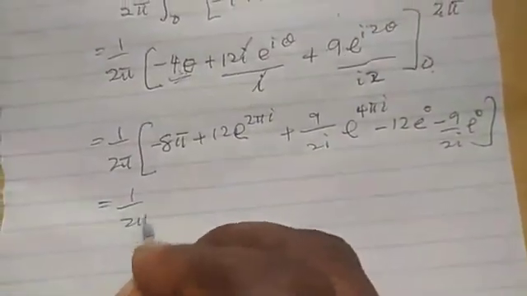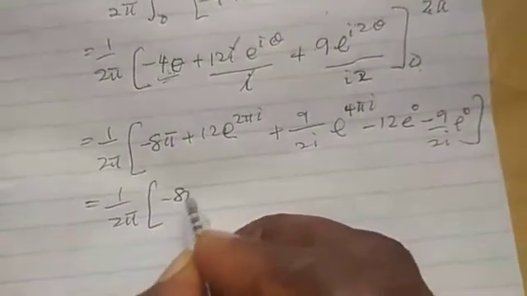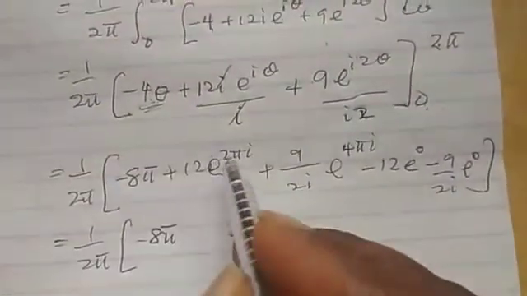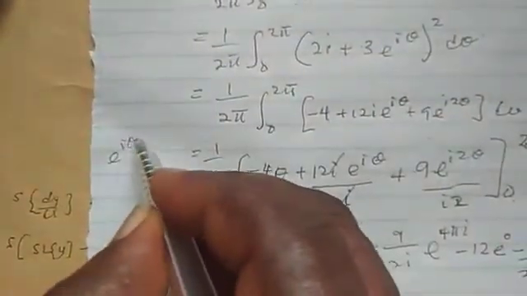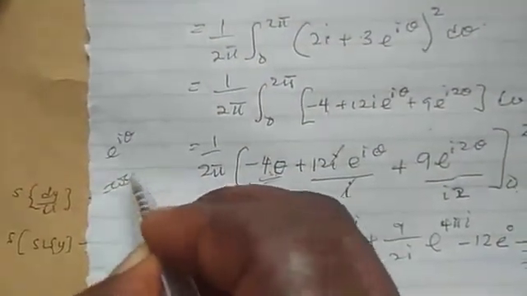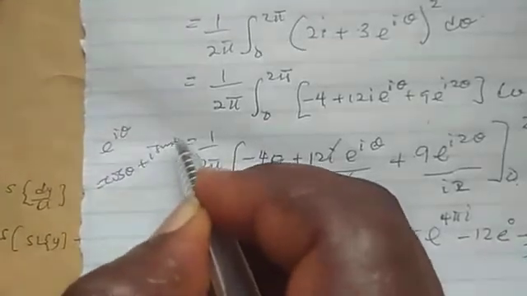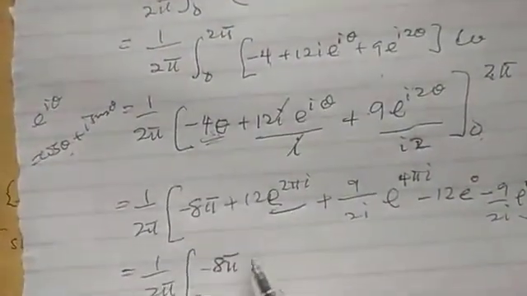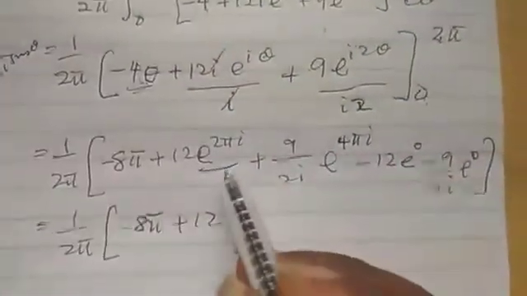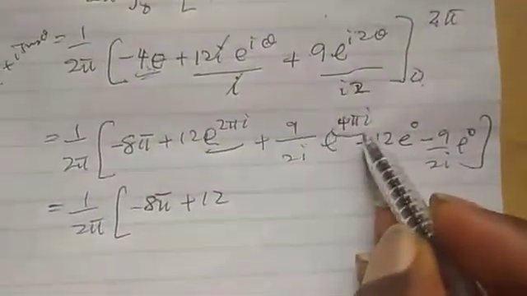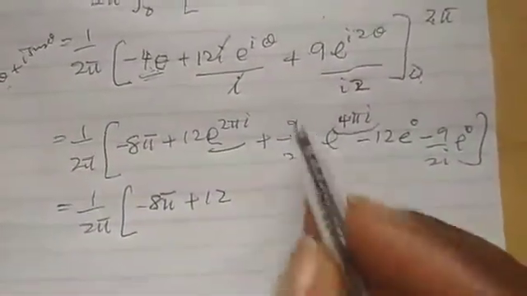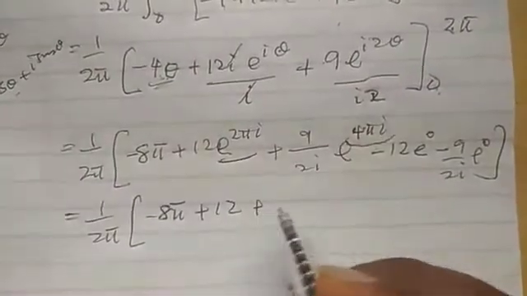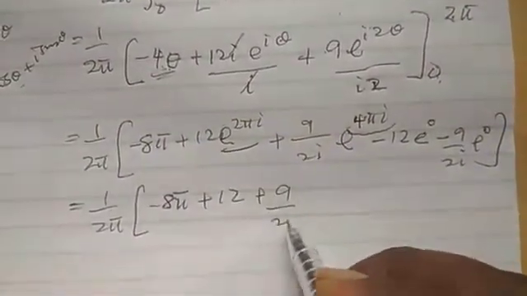So this is 1 over 2 pi into 8 pi, plus 12 exponential 2 pi i. If you use the formula, exponential i theta is equal to cos theta plus i sin theta, cos 2 pi is 1, sin 2 pi is 0. So it will make the whole of this thing to be 1. So what we have there is ordinary 12. This one too, exponential 4 pi i is also 1. So what we have here is just 9 over 2i.